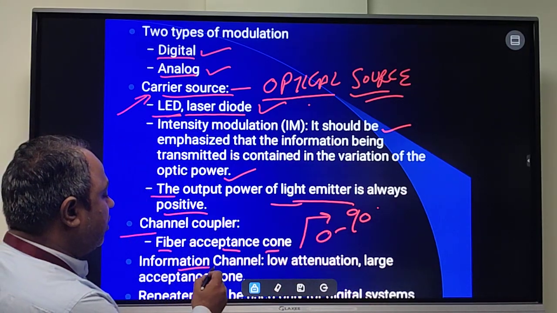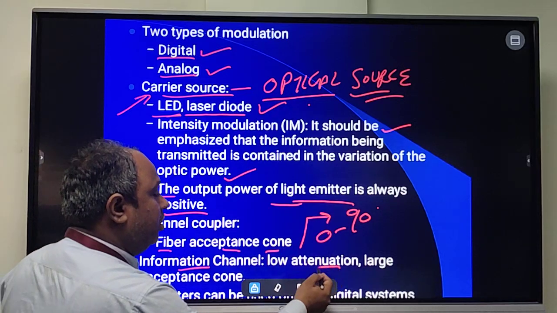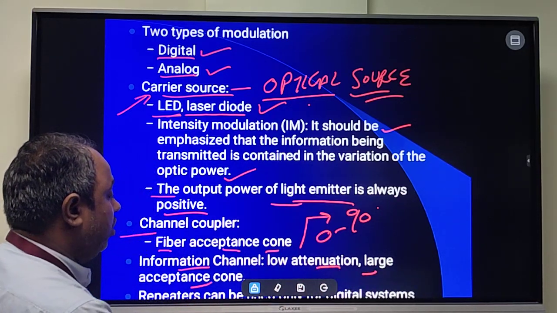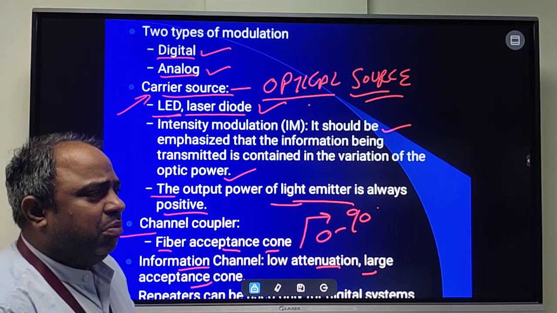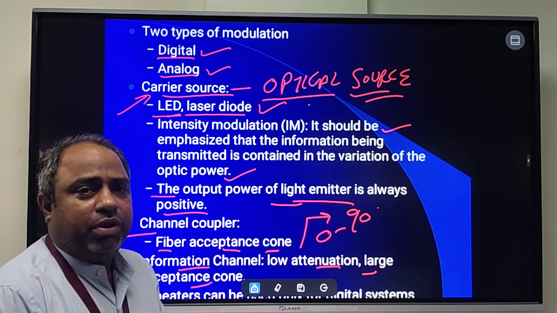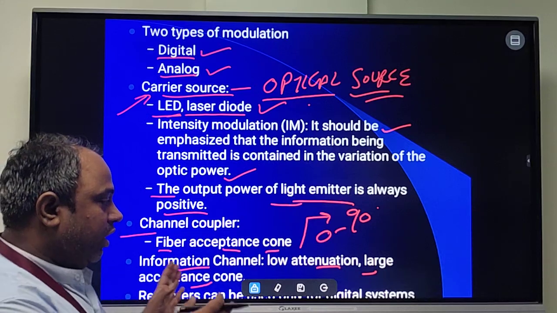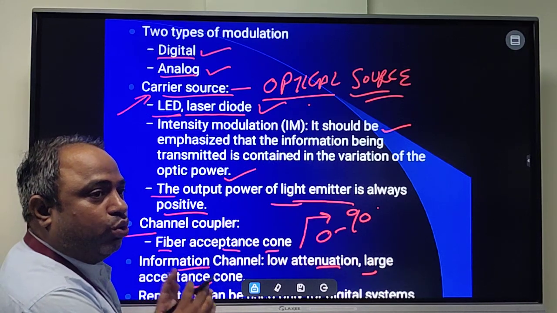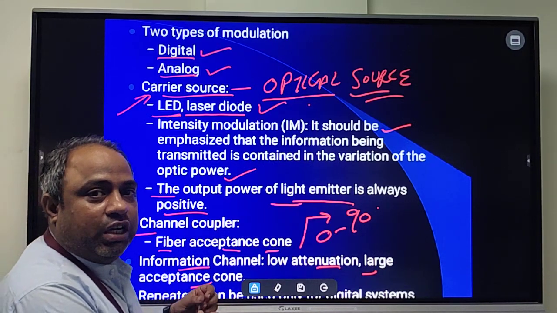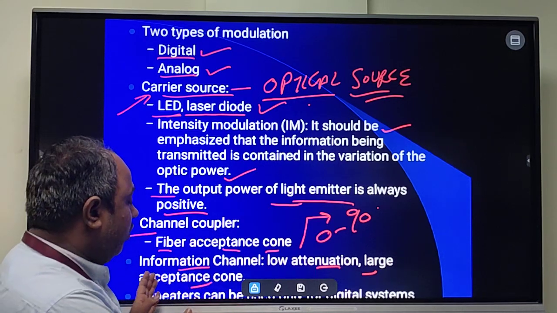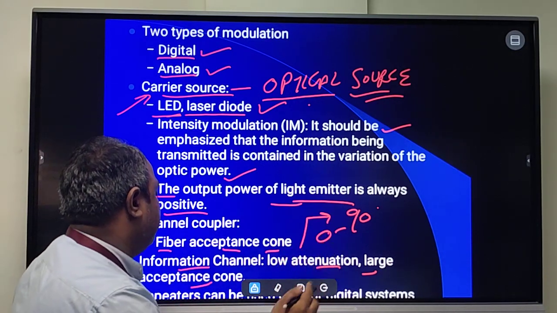Now the next one is the information channel. Low attenuation, large acceptance cone. Low attenuation means the minimum possible signal loss on that path, and going through perfectly with a larger acceptance area. So that is the meaning, which shows how effectively the data will be sent and go on to the next part.